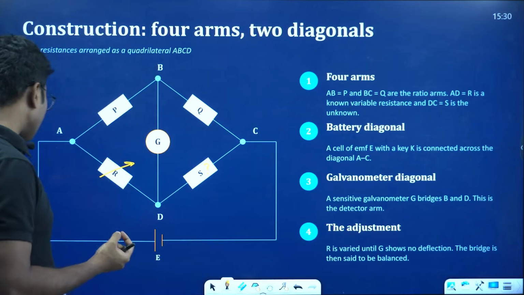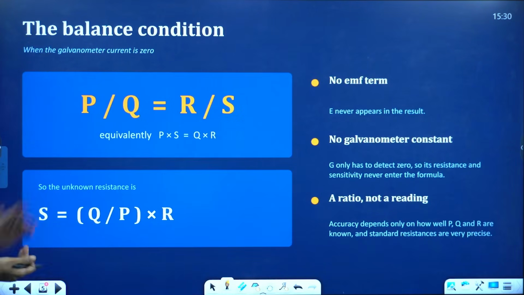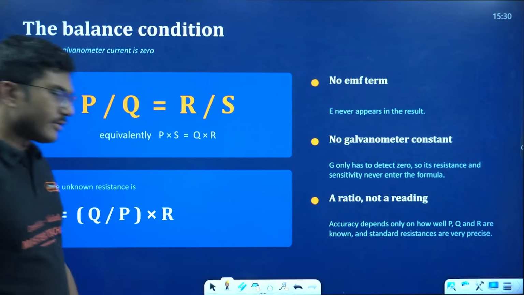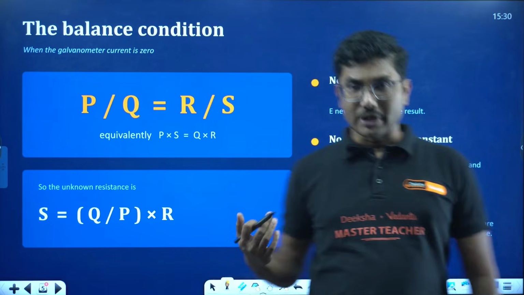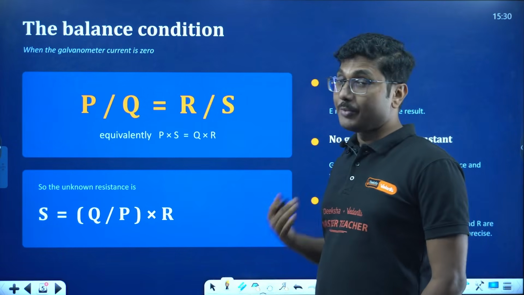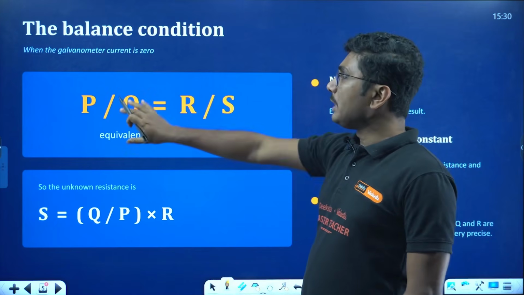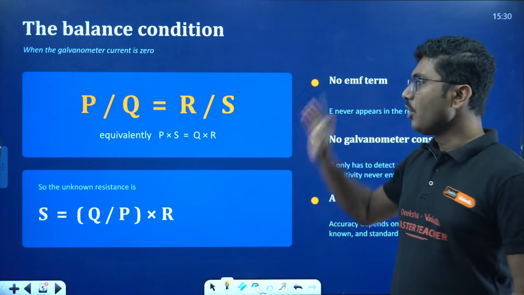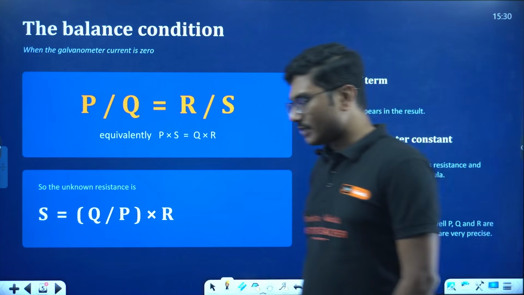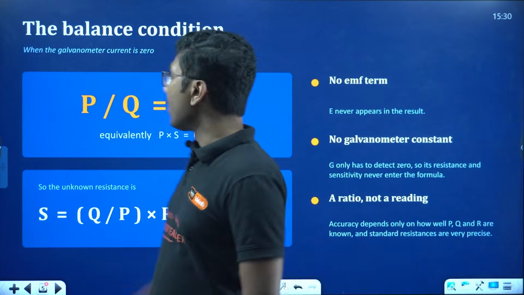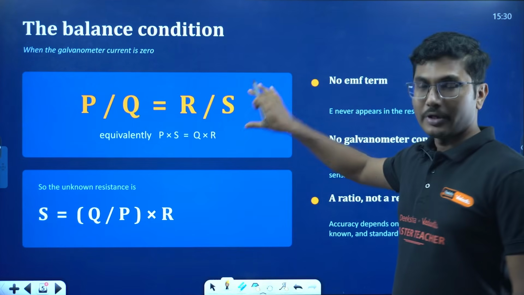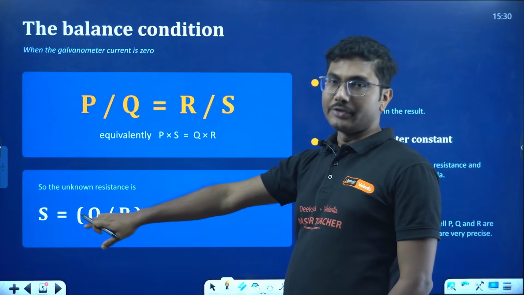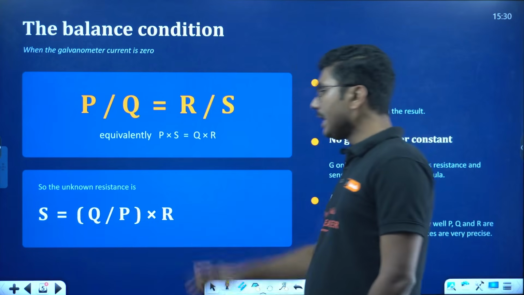Now, how do we calculate the unknown resistance? Let's look into the formula. We will do a brief derivation of the balancing condition for a Wheatstone Bridge as well. The derivation is very simple and easy, so if you are struggling with it, don't worry, I will help you. P by Q equals R by S. This is the balanced condition of the Wheatstone Bridge. When they ask you to find the balanced condition using Kirchhoff's laws, you have to derive this ratio. From here you can calculate the unknown resistance: S is Q upon P into R.